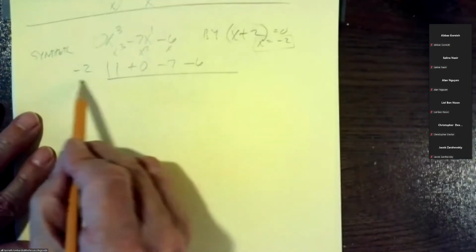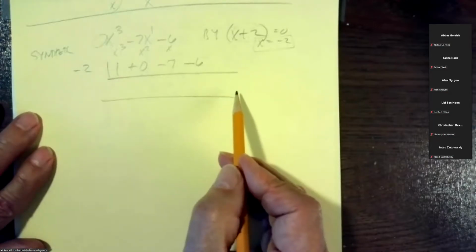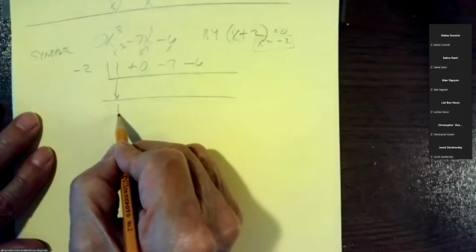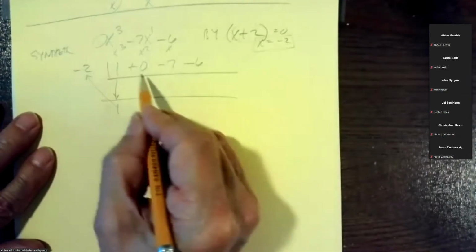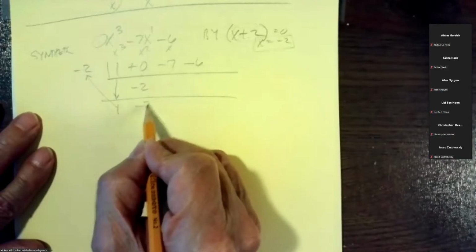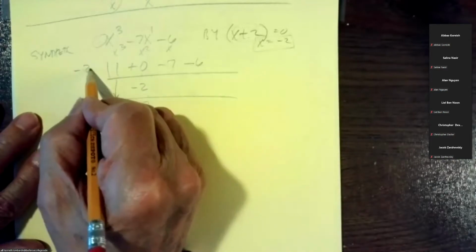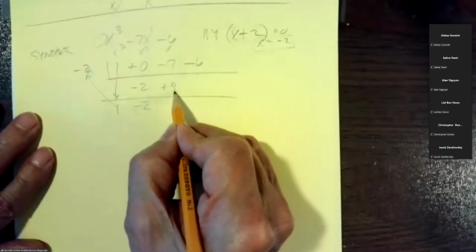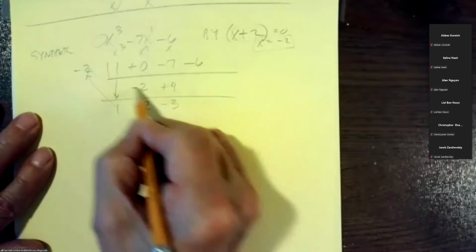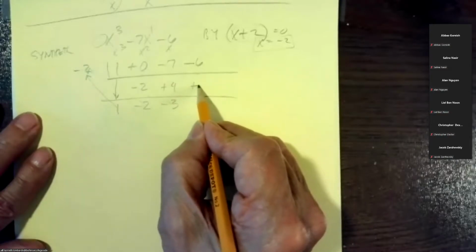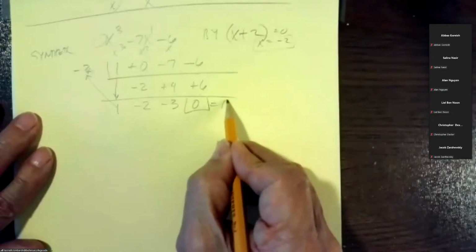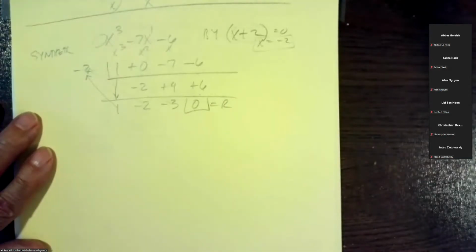into these values here. So again, procedurally, we bring down the 1 and then multiply here. So we get a -2. Combine those, we get a -2. Multiply here, we get a +4. Combine these, we get a -3. Multiply here, we get a +6. Combine these, we get a 0. Here's our remainder of 0.